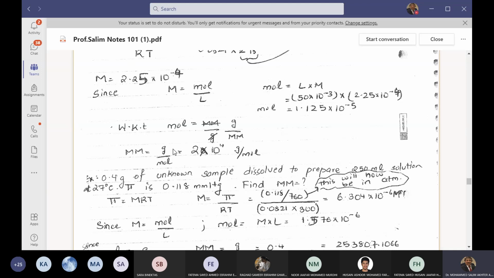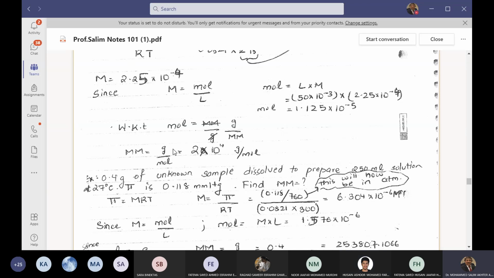Okay, so gram is 0.225. Let me check. Gram 0.225 divided by... that's my fault, I didn't see the point. I was confused. 2 into 10 to the power 4, this is my answer. Yes. Okay, brother, I didn't see the point.